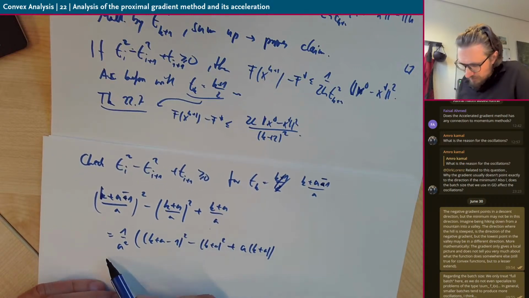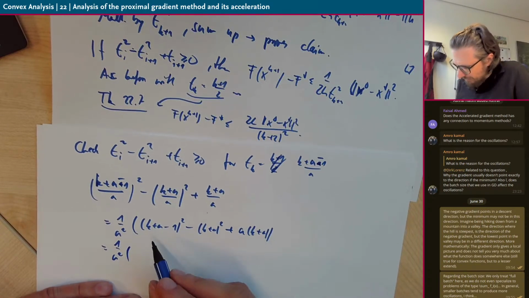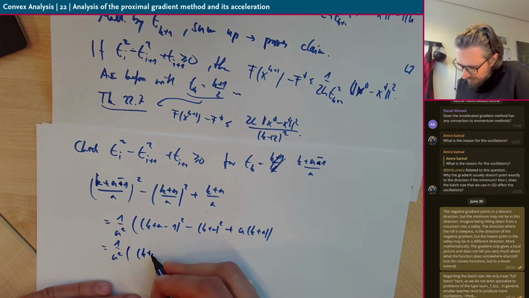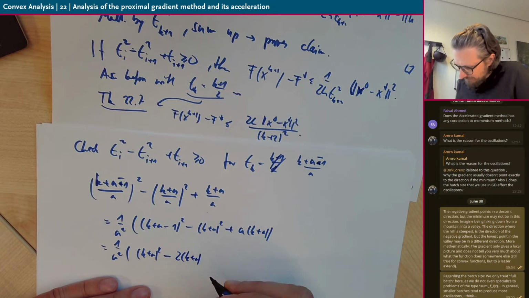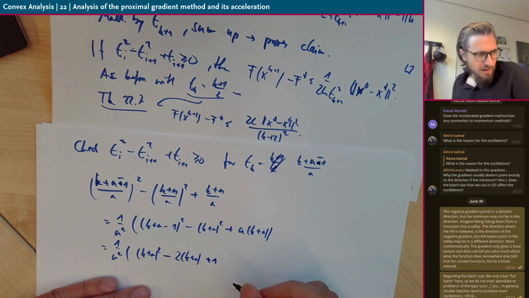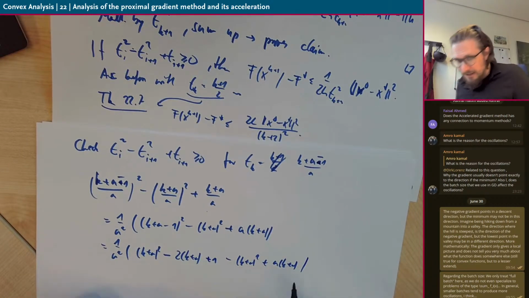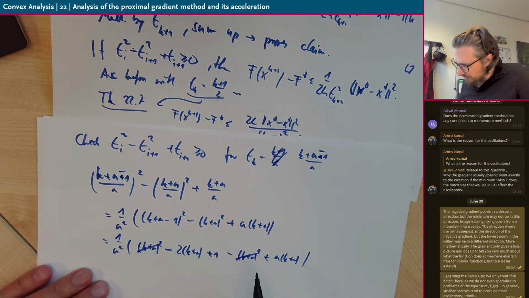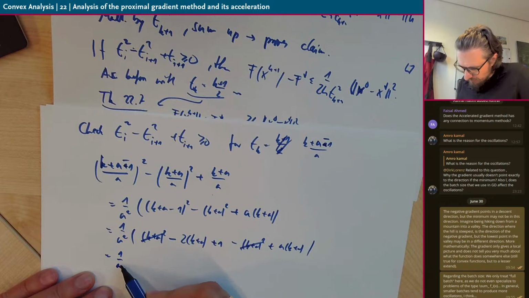Okay. Now we expand the squares and see what cancels, and we expand it in the way that we get here (k plus a) squared minus 2 times (k plus a) plus 1, and this is minus (k plus a) squared plus a (k plus a). And you see that this goes away here, and what else do we get?